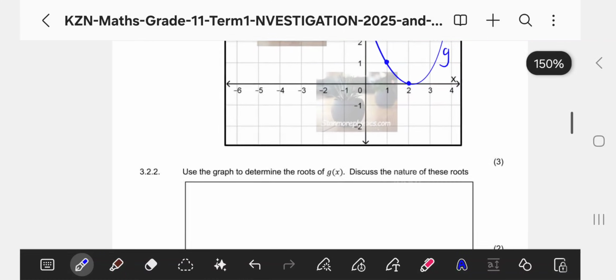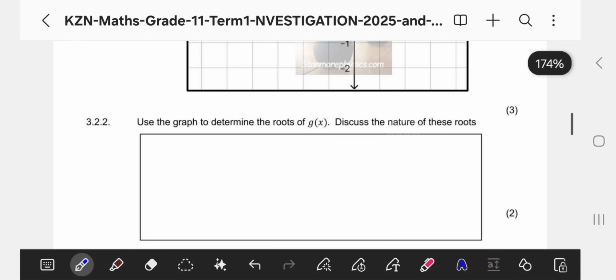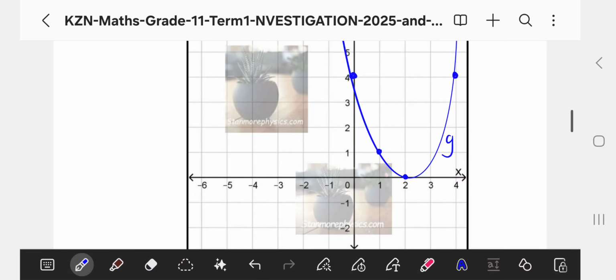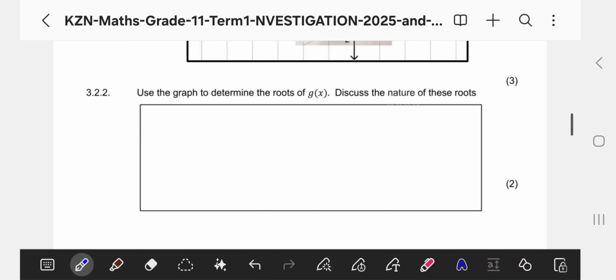And the 3.2.2 underneath says, use the graph to determine the roots of g of x and discuss the nature of these roots. Now, roots is where the graph cuts the x-axis, and here we notice that it cuts the x-axis at one distinct point only, which is 2 and 0. So we're going to say x is equal to 2. Now, firstly, the roots are real because it does exist. It is rational because 2 can be written as a fraction, 2 over 1, and the roots are equal. They are equal because it is only one root.